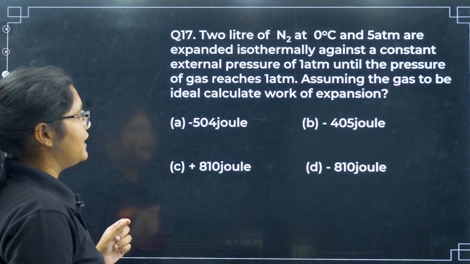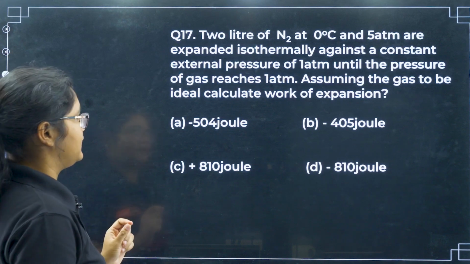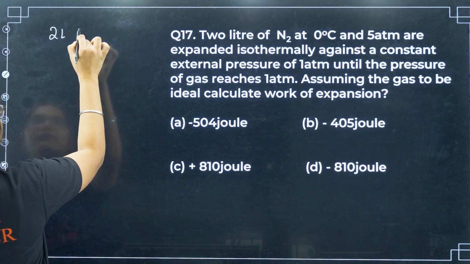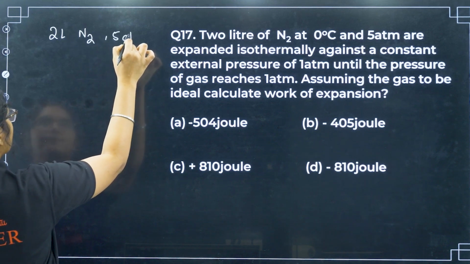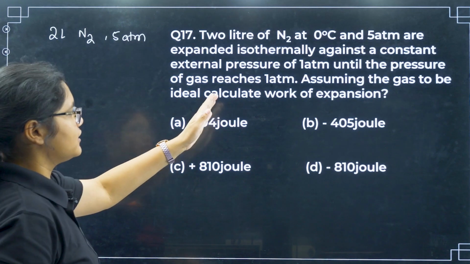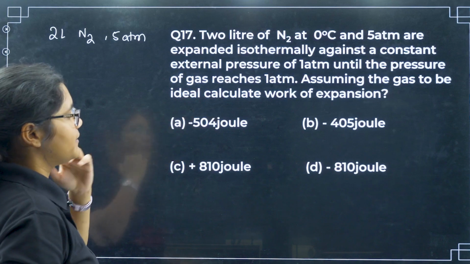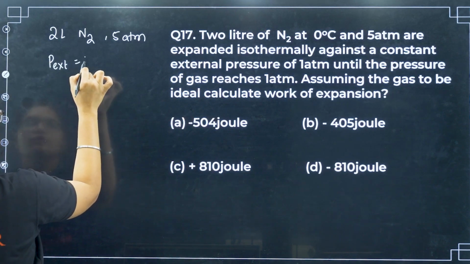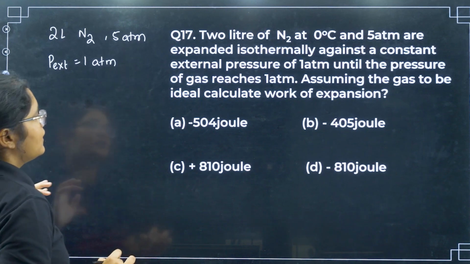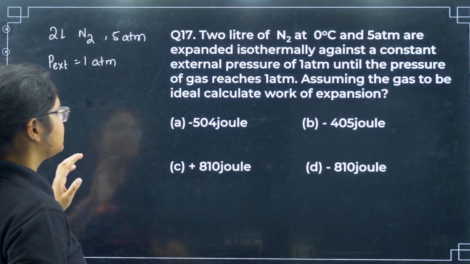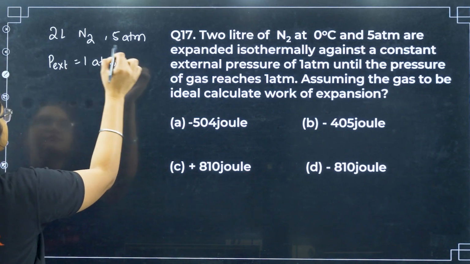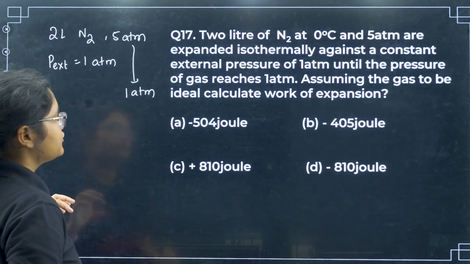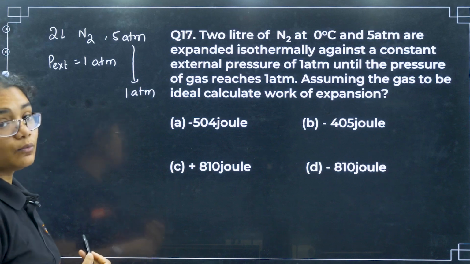Next, 2 liters of N2 at 0 degrees Celsius and 5 atm are expanded isothermally. So I have what? 2 liter of N2 is present, which is at 5 atm. Okay, it is expanded isothermally against a constant external pressure of 1 atm. So what is constant external pressure? That is equal to 1 atm. Next, until the pressure of the gas reaches 1 atm. So now this pressure reaches 1 atm. Okay, and assuming the gas to be ideal, calculate the work of expansion.